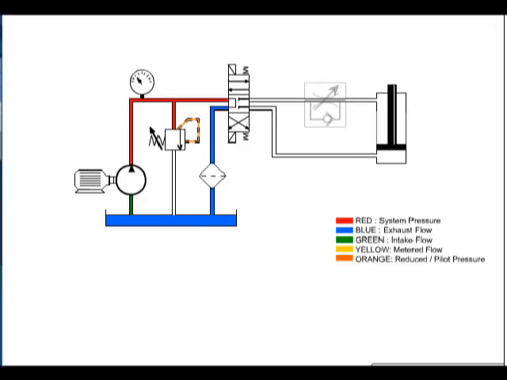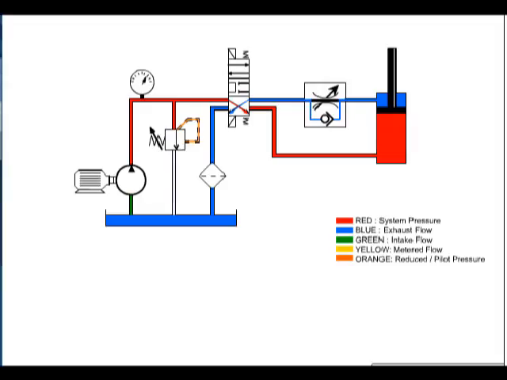When we move the flow control to the other line, the cylinder extends at an unrestricted rate. We can restrict the flow to the cylinder so that it will retract at a reduced rate.